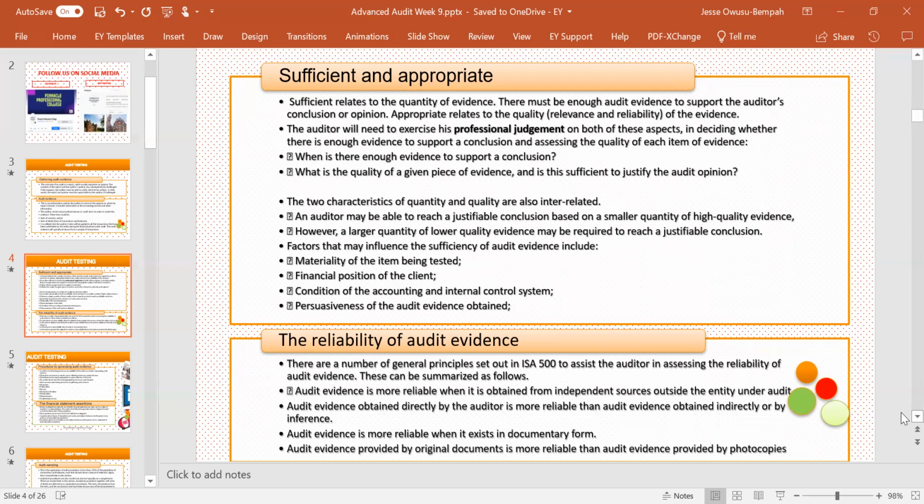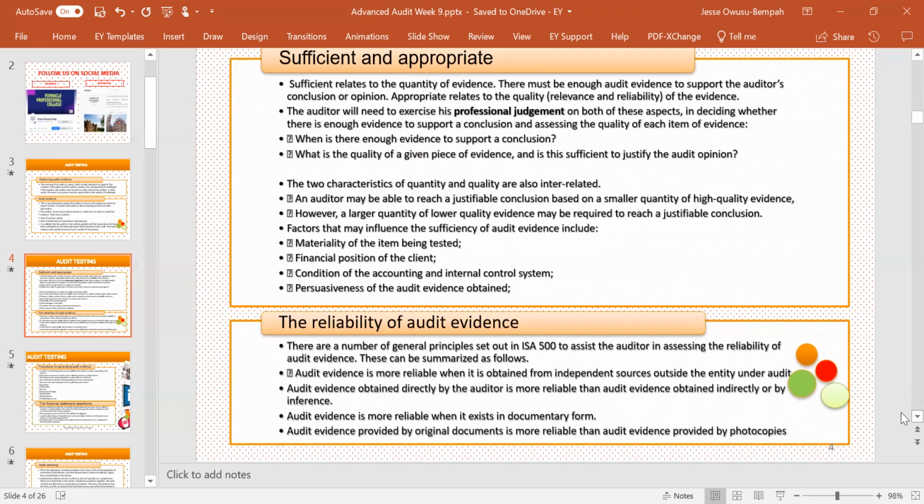Audit evidence is also reliable when it exists in documentary form. When it's documented, audit evidence provided by original documents is more reliable than audit evidence provided by photocopies. So we want original documents rather than photocopies. I guess that makes a whole lot of sense.